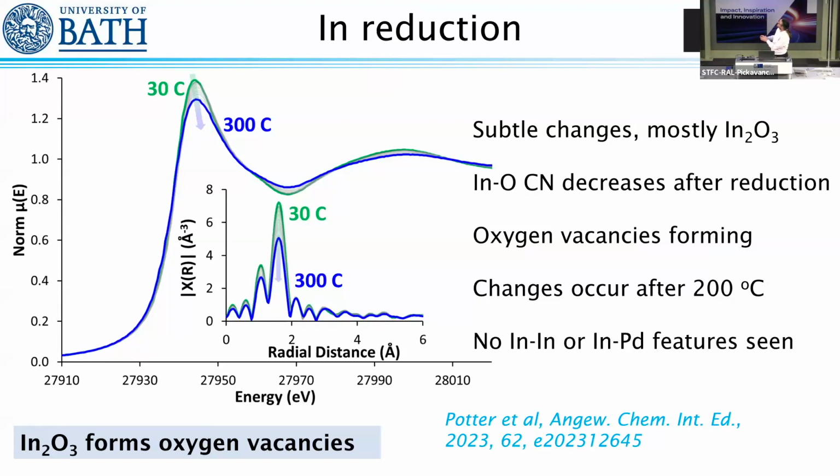This feature is due to the indium-oxygen bond, and we can see that this decreased. There's two reasons for it decreasing. One is that as you increase the temperature, you get more disorder, more uncertainty, so your signals naturally come down. The other reason is that this could be due to oxygen vacancies forming. Crucially, we didn't see any indium-indium or indium-palladium features. So far, we're quite confident we're not really seeing an alloy here. We've got our palladium and we've got our indium.